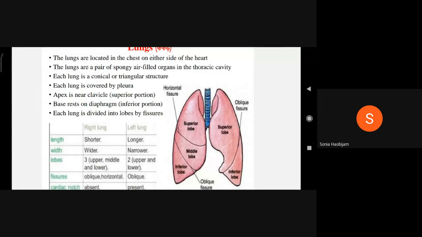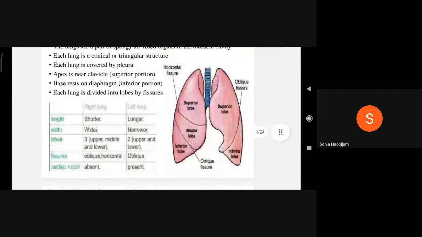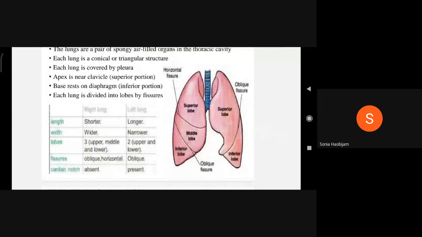Then each lung is divided into lobes by fissures, meaning each lung is divided into different lobes. Our right lung is comparatively larger than the left lung because the heart is slightly tilted towards the left. As the right lung is a bit larger, it has more lobes in comparison to the left. The left lung has two lobes and the right lung has three lobes.